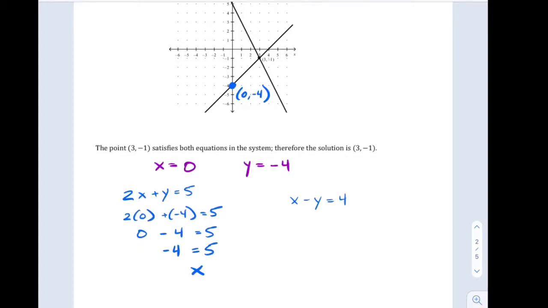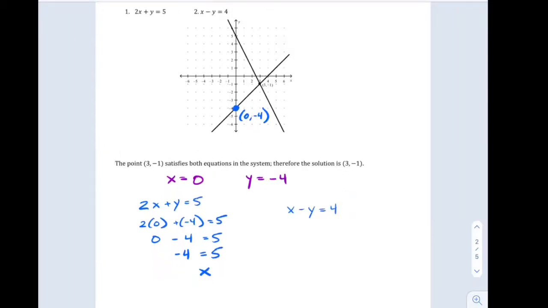Let's see what happens when I plug it into the other one here. x minus y: 0, take away -4 is equal to 4. So the first number I get is 0. Subtracting a negative is the same thing as adding. And I get 4 is equal to 4. So I might say, wow, that one balances, but the one on the left didn't. So I knew there was a mistake.